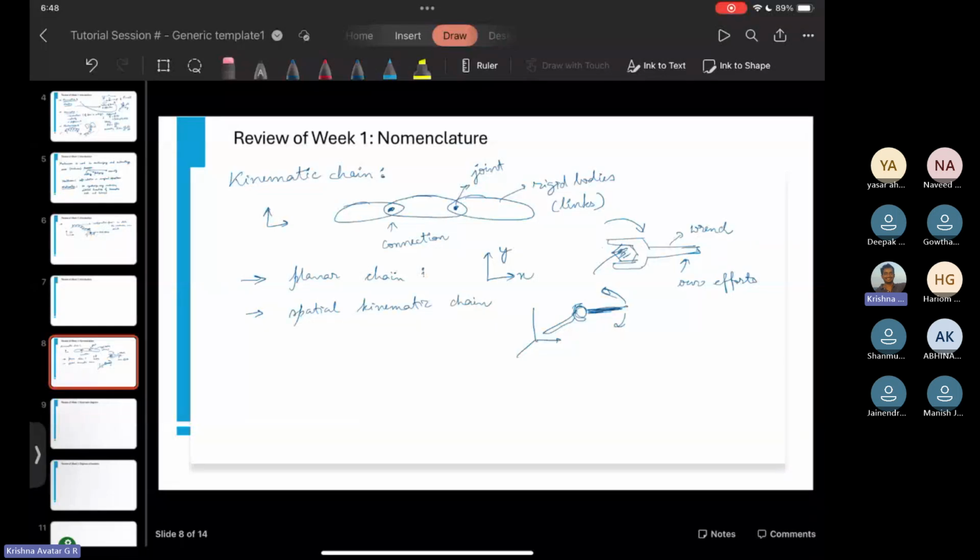There are two links here. This is link 1, this is link 2, and this is the connection. So this is a simple example of what we can call a spatial kinematic chain. Now there is a classification for links as well. Link classification.